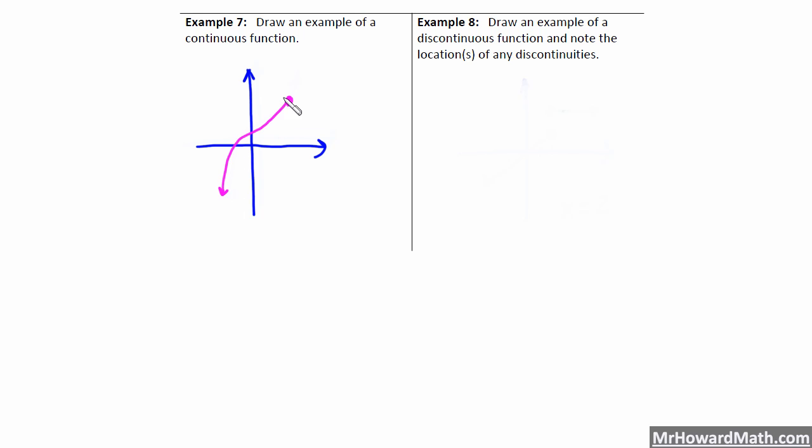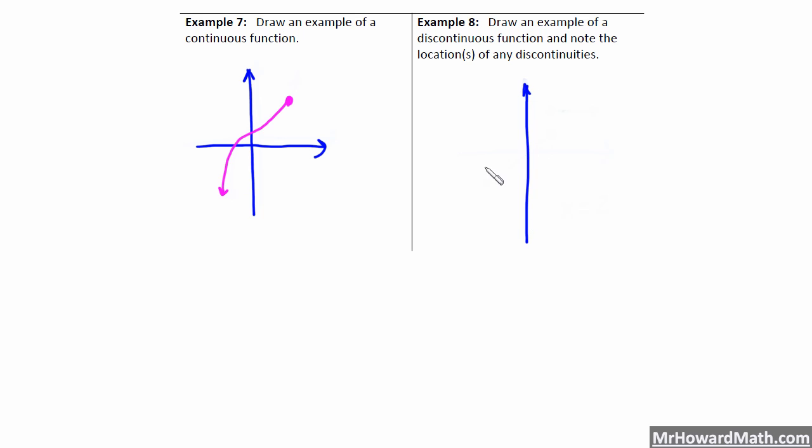I don't have to pick up my pencil anywhere. Even though it has a terminating dot here, it's still continuous in that it goes on forever. I don't have to pick up my pencil ever in order to draw this graph. There are no discontinuities. Example 8 says draw an example of a discontinuous function and note the location of any discontinuity.